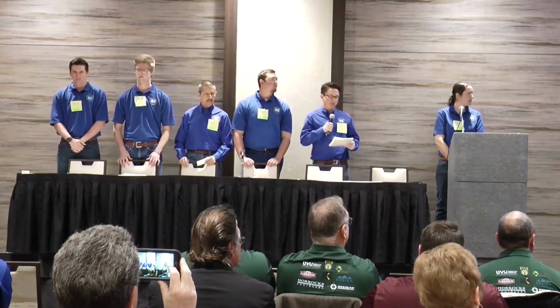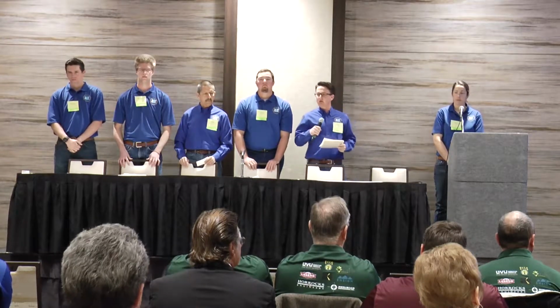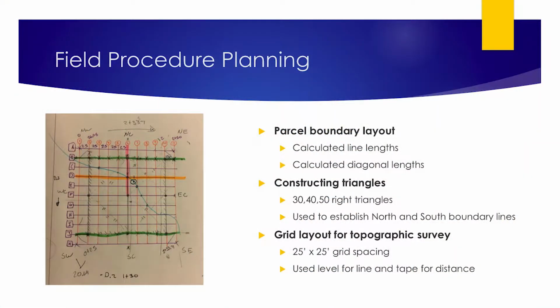So we had a meeting Saturday night after the mixer to determine what procedures and methods we were going to use for our field work and our office work. The parameters we were given were to lay out a 1 square acre lot and associate a topo map with it. For the boundary part of the project, it was determined that we would use right triangles at 30, 40, 50s to lay out all the grid lines possible and to lay out the boundary lines. We decided to use an assumed coordinate system and an assumed north to make calculations easier post-field work.